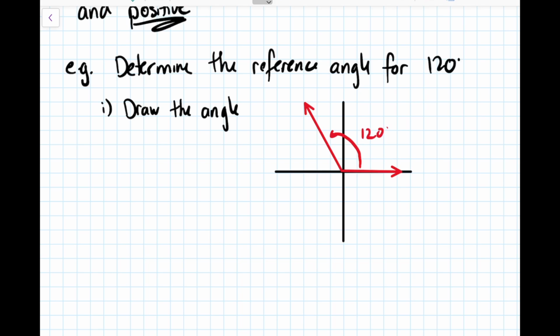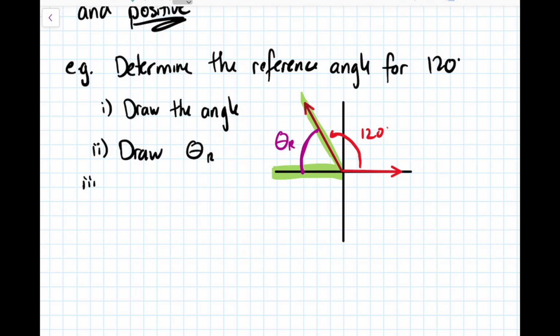So our reference angle is going to be from our terminal arm to the closest part of the x-axis. So we're not going to go over here because that's not the closest part of the x-axis. We're not going to go to there because that's the y-axis. So we have to go down to the x-axis, and that gets me my reference angle. So that's step 2, is just to draw the reference angle.